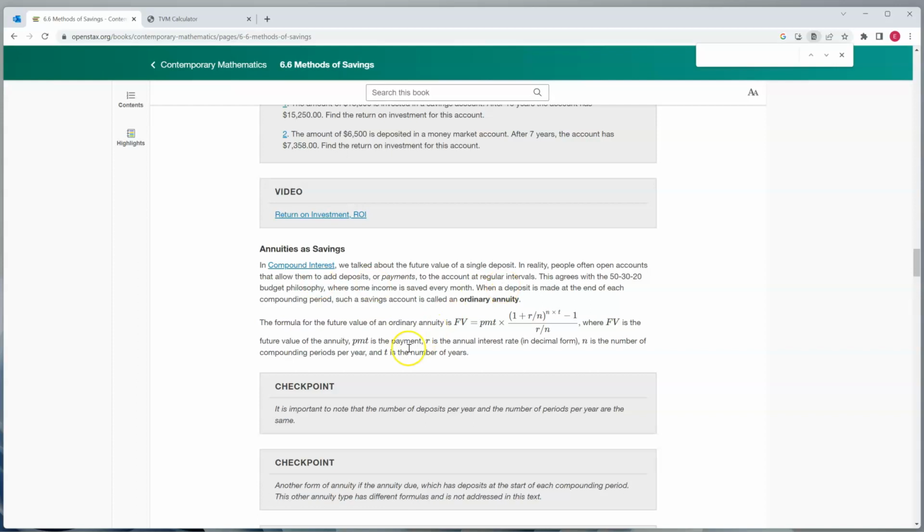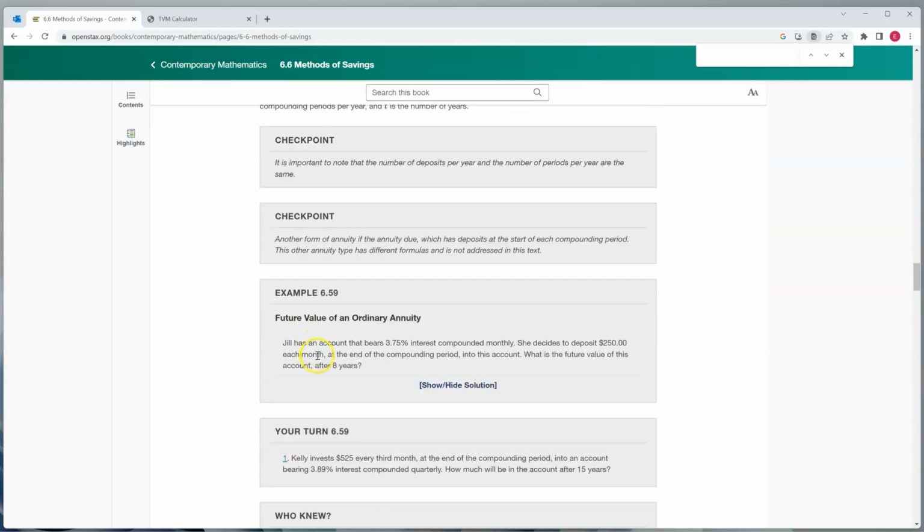So when we talk about an ordinary annuity, the future value is given by this formula. Of course, you can read it and you can see it, and that's there for you. But I'm going to show you how to do this in the TVM calculator, much easier. So let's look at this example.